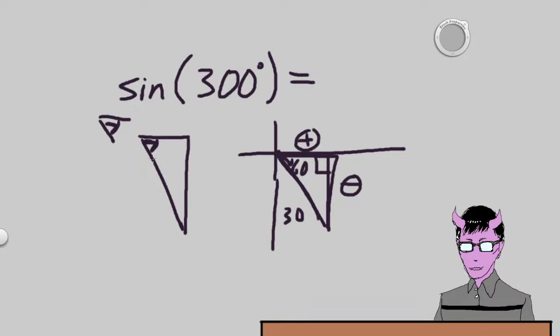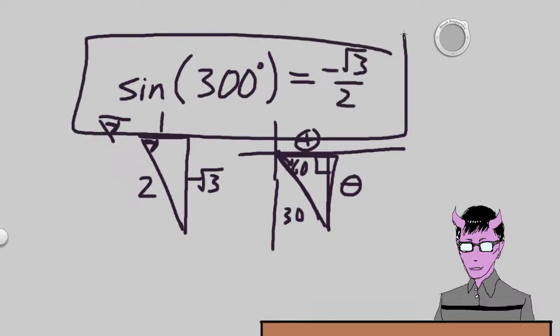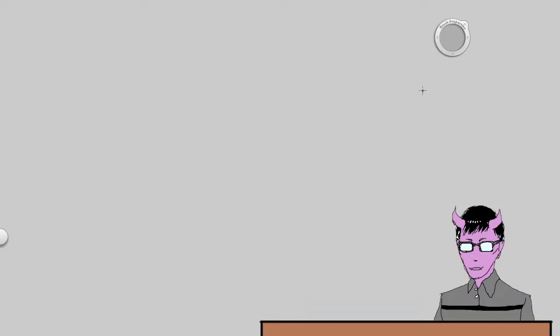Alright, what about this 30, 60, 90? We know this is going to be root 3, but it's negative. This is positive x direction, so this is positive 1. Hypotenuse almost always positive. We have enough information. Sine is going to be opposite over hypotenuse. Done with that. So, not too bad, right? We'll see. Cosine.